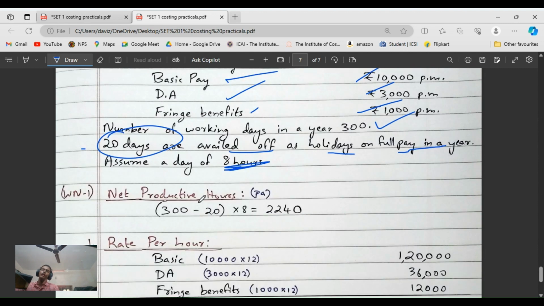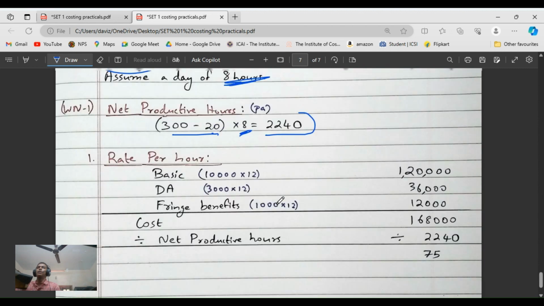So first we have to find the net productive hours. 300 days, 20 days are availed of. So net productive hours is 300 minus 20 into 8 hours. That is 280 days into 8 hours, which is 2,240 hours. It is net productive hours. Now we can find the rate per hour.